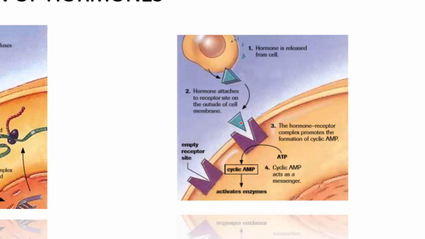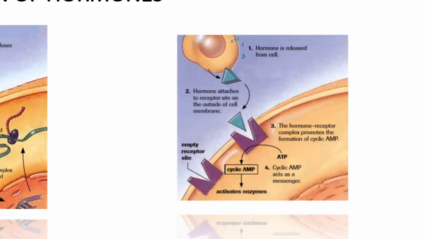So here's adrenaline. It's going to bind to its complementary receptor on the target cell. And only the target cells have those receptors. If this was a cell in the hand, let's say, it would not have receptors for adrenaline. Therefore, adrenaline will not affect that cell.